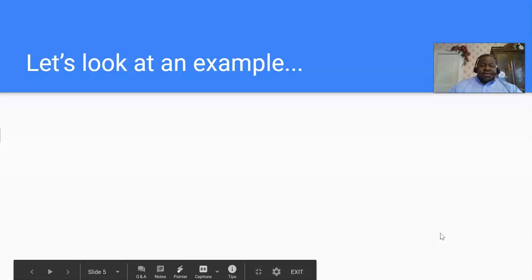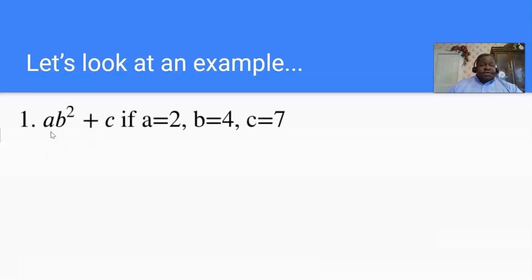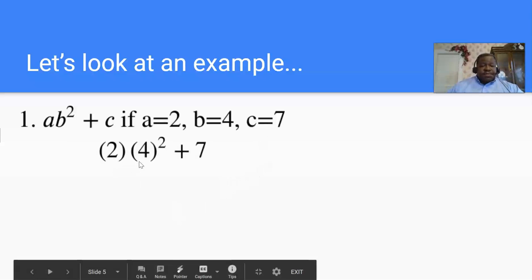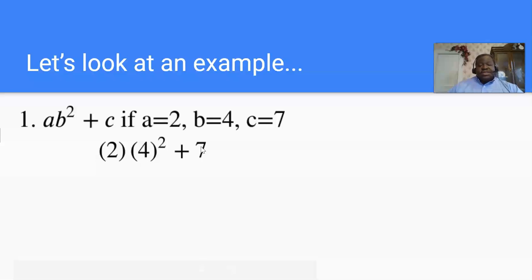So let's look at our first example. So if we have here AB squared plus C, but they tell us that A is equal to 2, B is equal to 4, and C is equal to 7. So the first thing we're going to do is we're going to substitute the letters with their number equivalents. So we're going to put 2 in parentheses, 4 in parentheses, and then we have the 7. The only reason we don't put the parentheses around the 7 is this doesn't have any other operations with it, so it's not going to change.